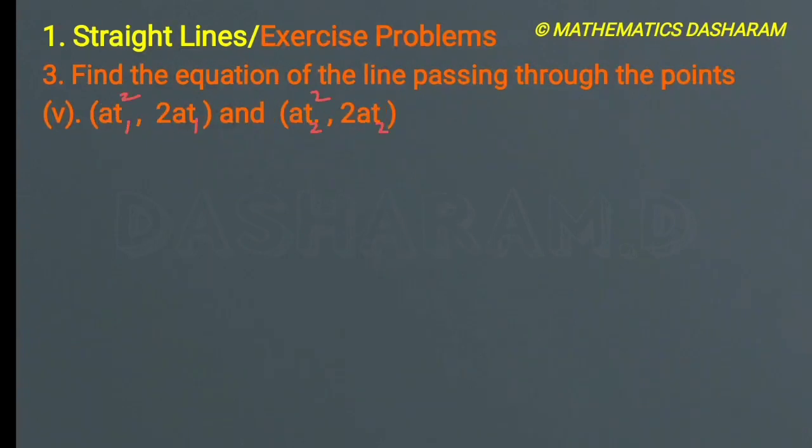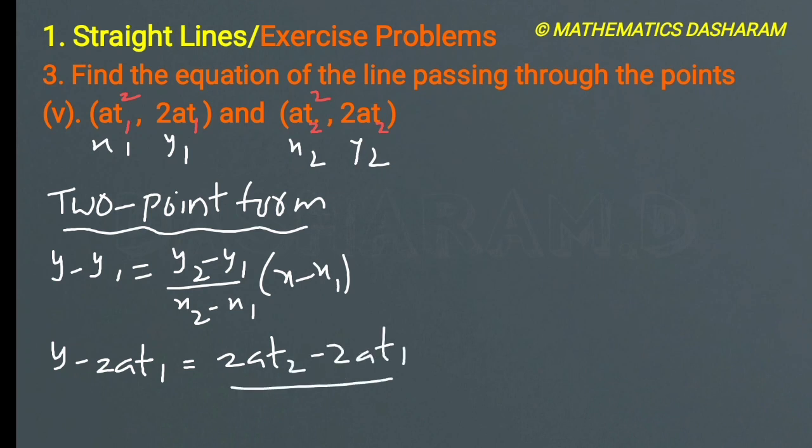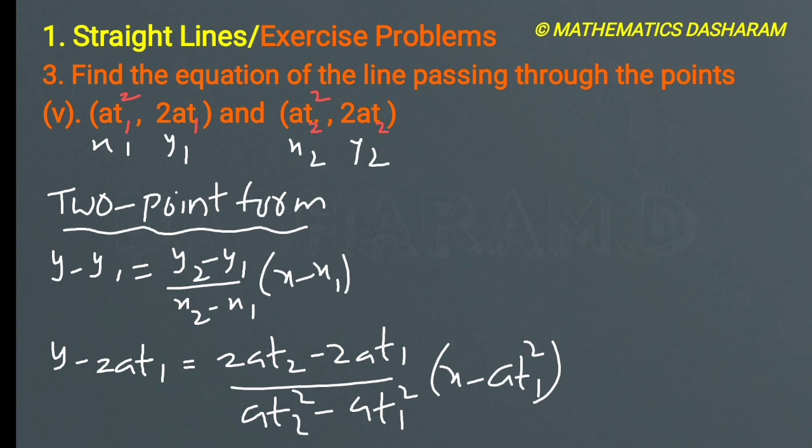Next, the fifth problem, a t1 square comma 2a t1 and a t2 square comma 2a t2. So this is x1 y1, it is x2 y2. So use the two-point form. So y minus y1 value 2a t1 equals y2 value 2a t2 minus y1 value 2a t1, divided by x2 value a t2 square minus a t1 square, bracket of x minus x1, a t1 square.